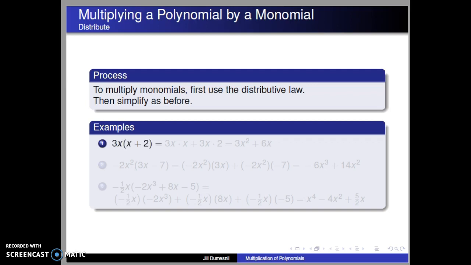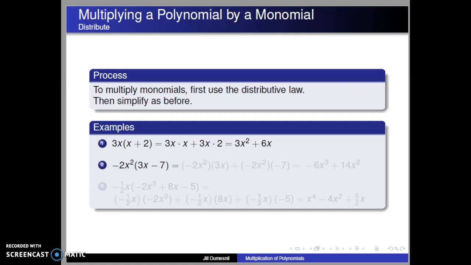To multiply 3x times the quantity x plus 2, we distribute first. We get 3x times x plus 3x times 2. Then we simplify the product of monomials as before to get 3x squared plus 6x.